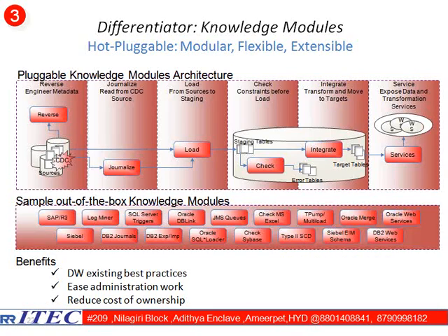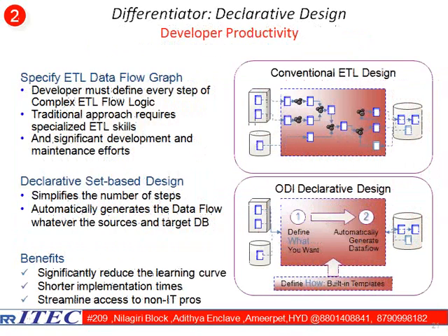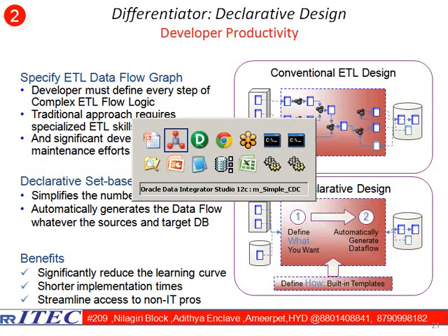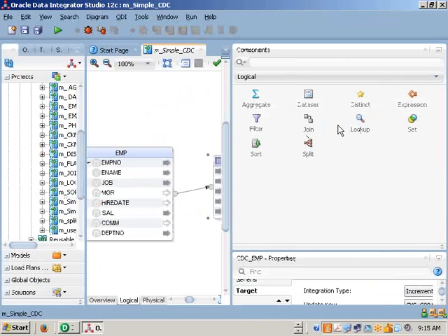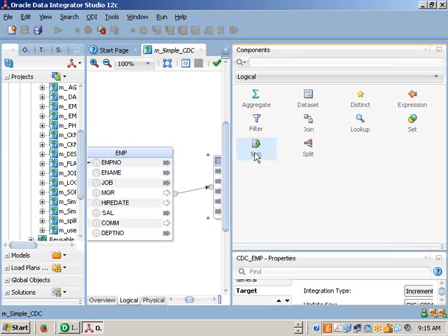Third differentiator. Yes, sir, how to import those default mappings? One moment, sir. Whatever transformations are available in Informatica, all those things are available here, but automatically taken care of. Some things are exclusively available also, sir. If you see here, those transformations are called components: aggregator, data set, distinct, lookup, join, split, sort, filter, set. Some of the things are available. Whatever things are not available are automatically taken care of.